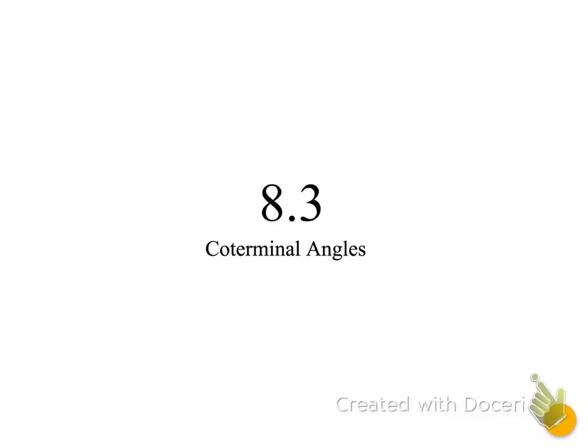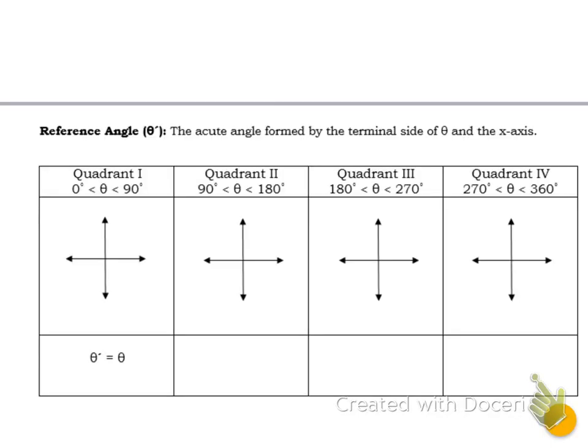Okay, in this video we're going to be talking about coterminal angles. From here on out you're going to have to be using reference angles to find what sine, cosine, and tangent are going to equal. So first we're going to talk about where they sit in the quadrants and how to find a reference angle. A reference angle is basically the acute angle that you can make a triangle out of using your terminal side, so using that x-axis.